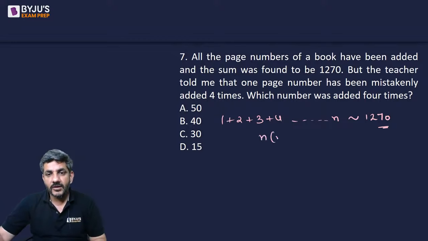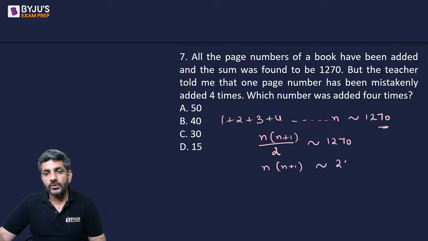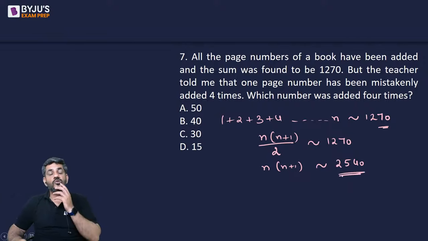What is the sum from 1 to n? It is n into n plus 1 divided by 2. I want this to be close to 1270, or I can say n into n plus 1 should be close to 2540. It should be close to 2540.